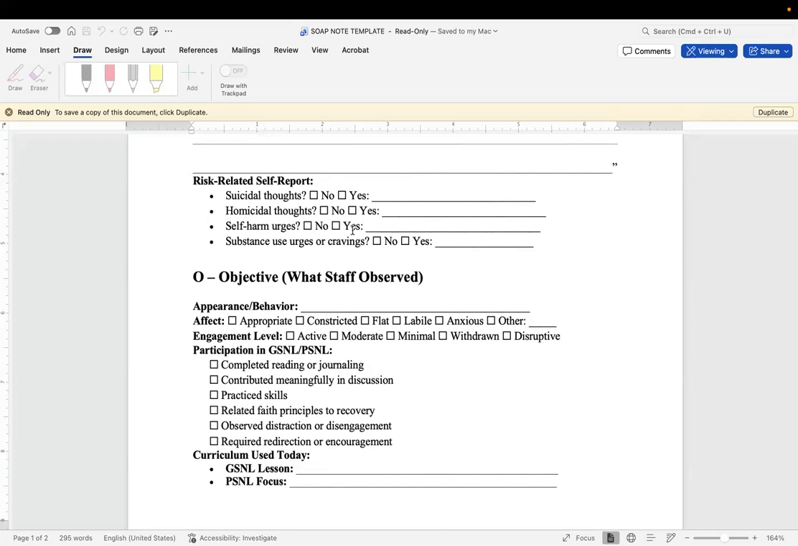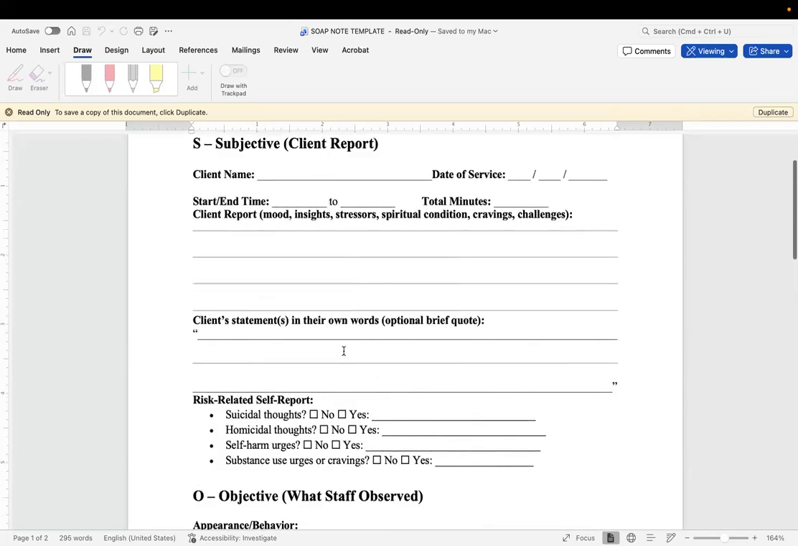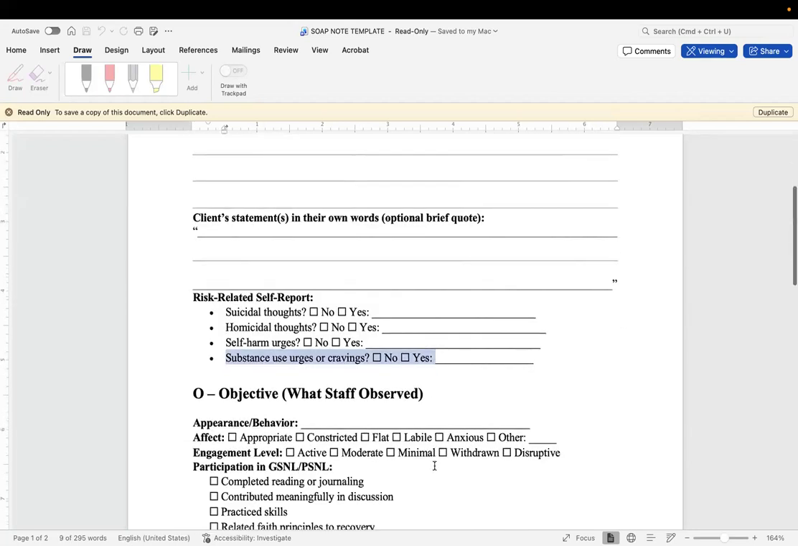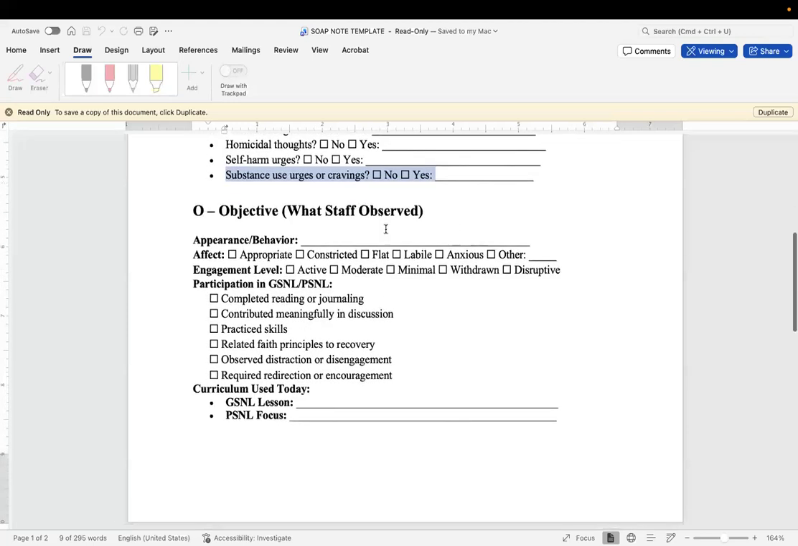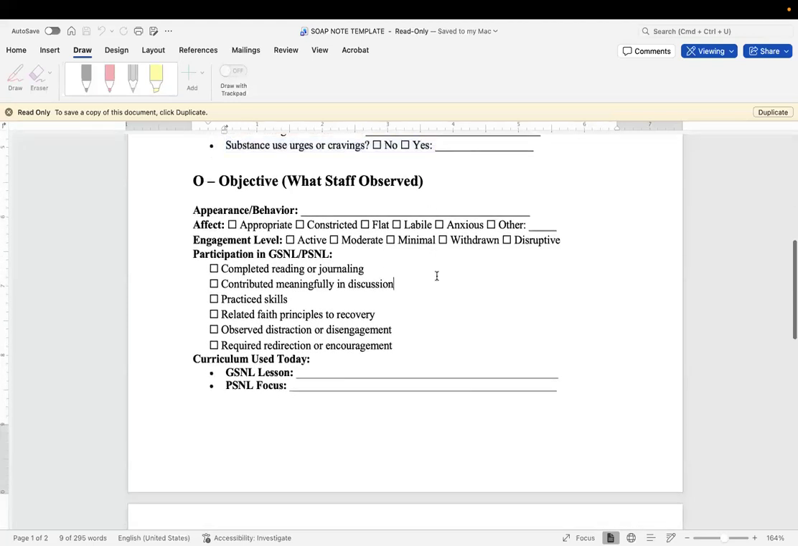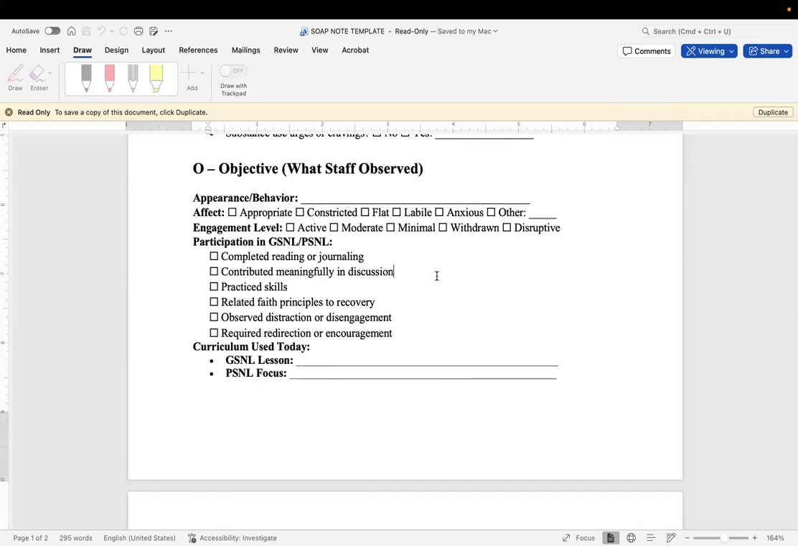And then substance use urges or cravings. So you will notice that it is articulated here, it can be articulated here, and then it's also articulated here. This is extremely important. If they are talking about it, if you've heard it, if you know it, you need to make sure and state it, because we want to make sure that we are addressing it with all four quadrants: bio, psychosocial, and spiritual.